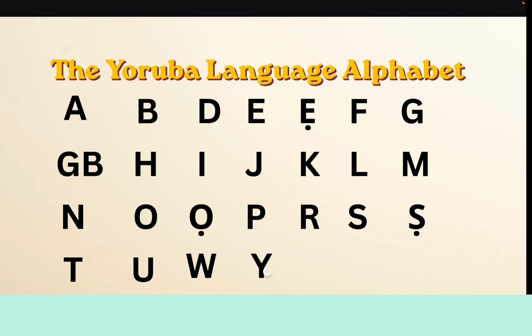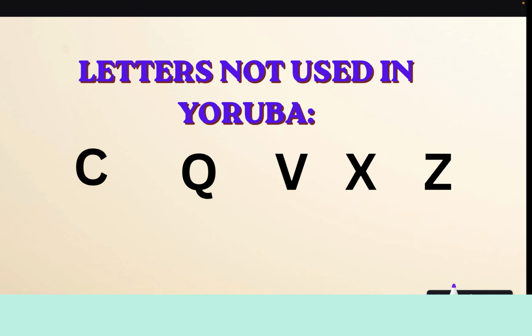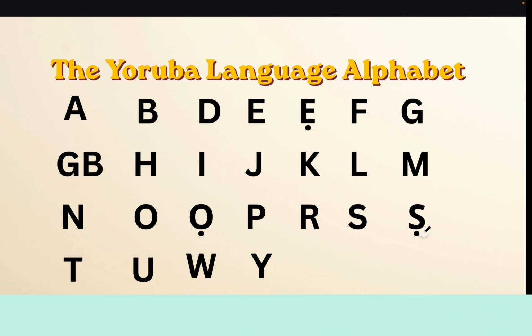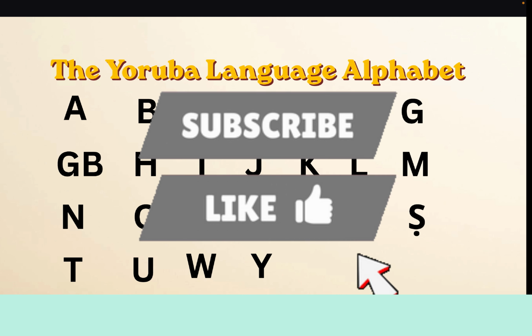So you'll notice that the letters look like the English letters, but the sounds are different. And also some English letters like C, Q, V, X, and Z are not present in the Yoruba alphabet, but we have letters such as E, B, O, and Shi in the Yoruba alphabet. So that is the Yoruba alphabet.